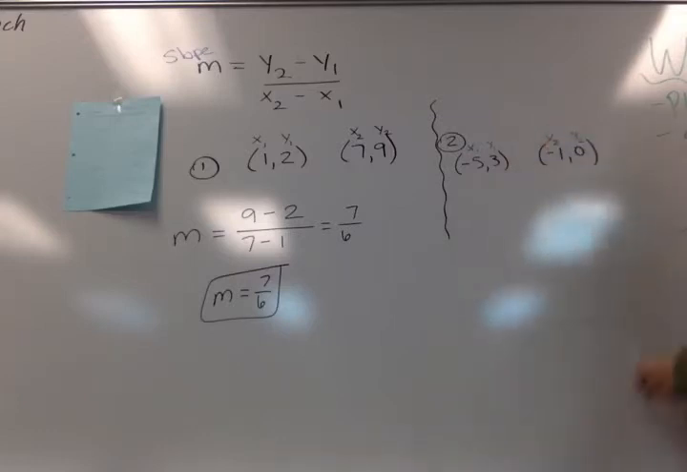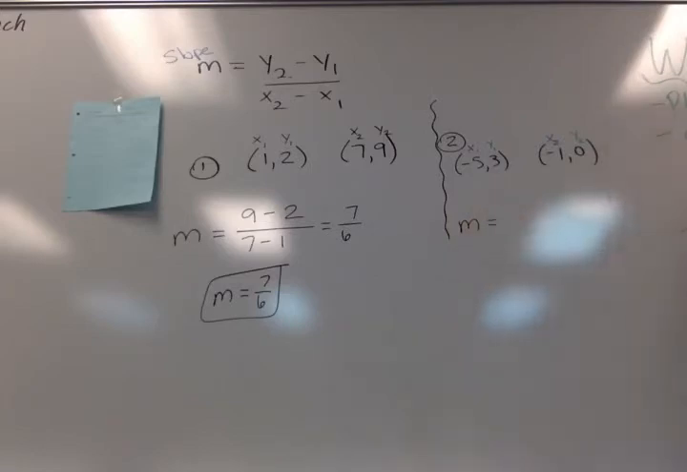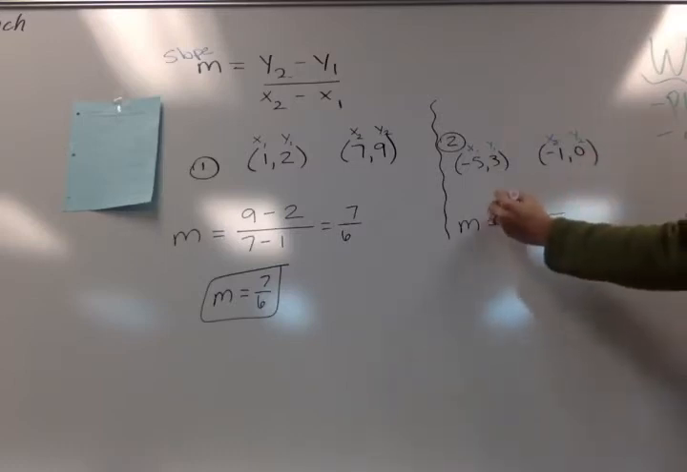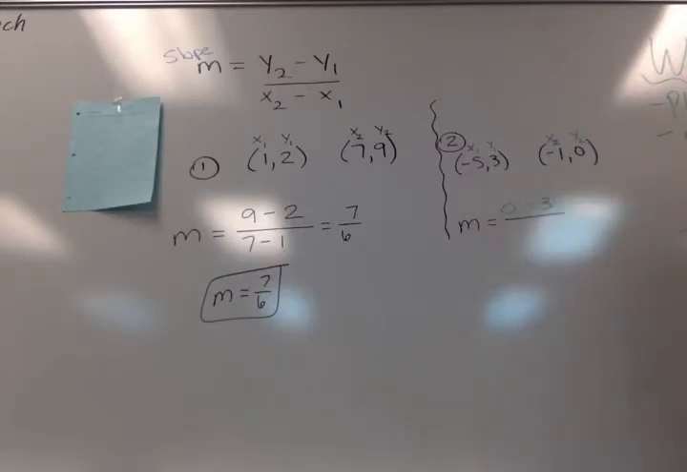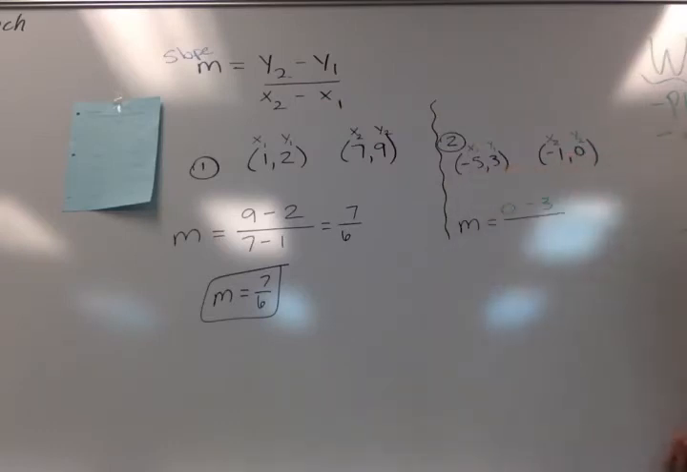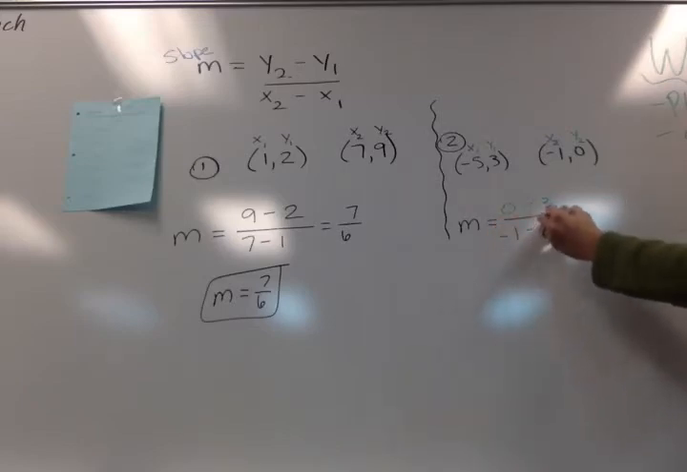So as I set this up to calculate my slope, m will equal y2 minus y1. So those numbers would be 0 minus 3. That'll go on the top, 0 minus 3. And then on the denominator, my x's go in the denominator. So I'd subtract x2 minus x1. So we'd have negative 1 minus a negative 5.